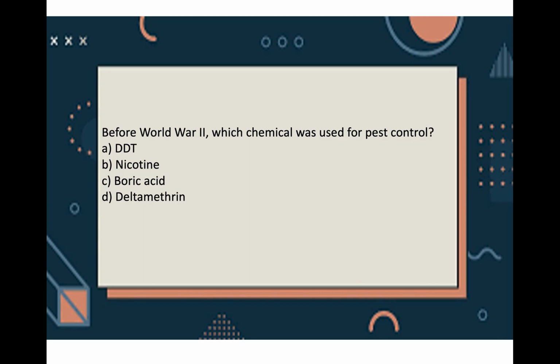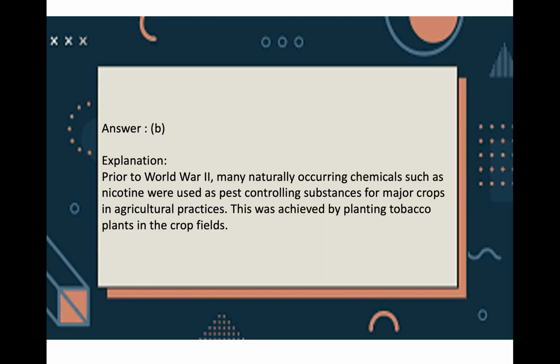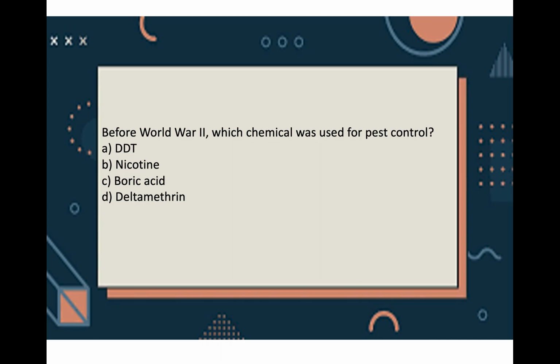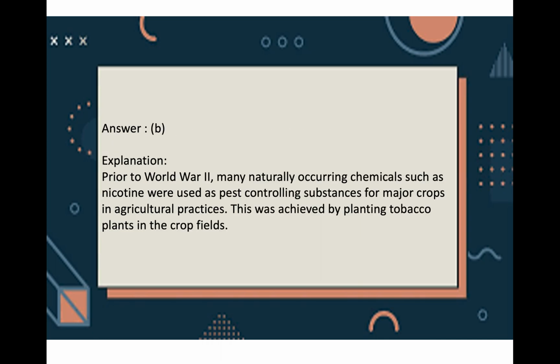And before World War II, which chemical was used for pest control? A, DDT, B, nicotine, C, boric acid and D, deltamethrin. Answer is B, nicotine. Because before World War II, many naturally occurring chemicals like nicotine were used as pest control substances for major crops in agricultural practices. For achieving this, planting tobacco plants in crop fields was used.